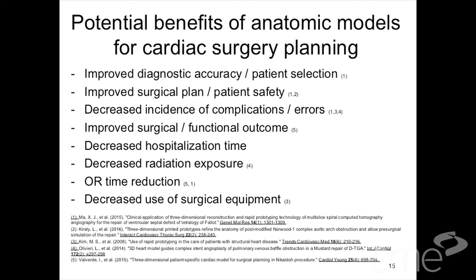So we looked in the literature to find what benefits the anatomic models would give in cardiovascular surgery. The first would be improved diagnostic accuracy and patient selection, which is an obvious one, as we have a better representation of what the patient has. Second, improved surgical plan and patient safety was stated quite a lot. Third, we had decreased incidence of complications and errors. And fifth, we had improved surgical and functional outcome, which is quite obvious if you see the three before.